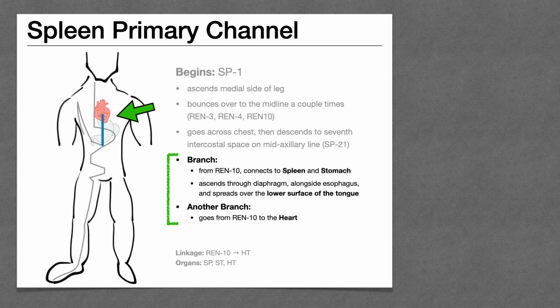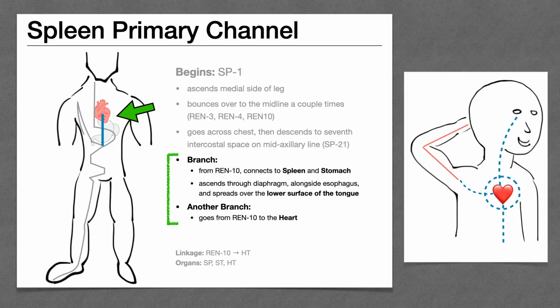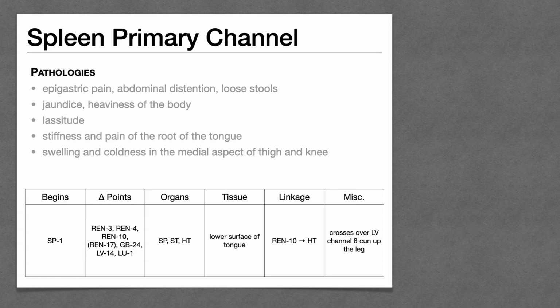And this branch is also the linkage to the next channel in the flow of qi. So when we look at the heart channel, we'll see that the heart channel begins in the heart organ. So this is how the qi gets from the spleen channel to the heart channel, through this branch. So when we look at the pathologies of the spleen channel, these should all make sense. Epigastric pain, abdominal distension, and loose stools are all signs that the spleen is failing in its digestive function or failing to transform and transport water and grain.